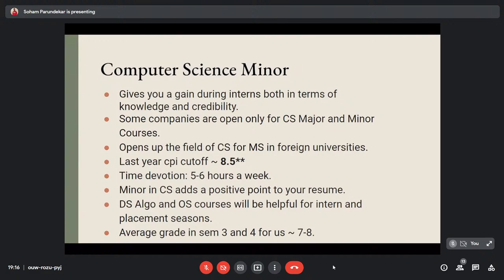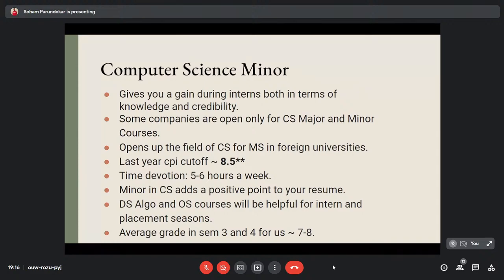It also opens up the field of computer science for masters in foreign universities. So if you want to pursue computer science but you don't already have it as a major, then you can enter the colleges through this minor. The CPI cutoff at the end of second SEM last year for this minor was around 8.5, 8.6. And it varies every year, but it generally stays around this ballpark.